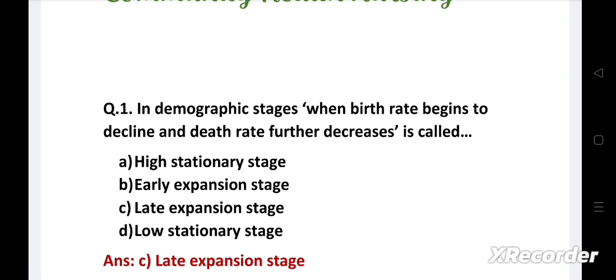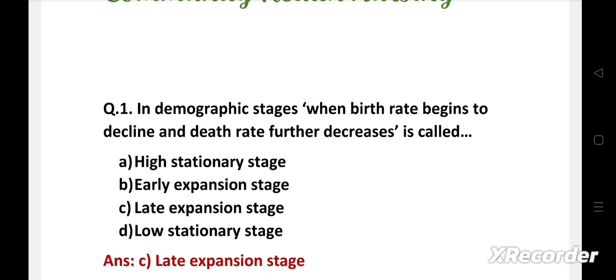First stage, also known as high stationary stage. In this, birth rate is high and death rate is also high. That will cancel each other and the population remains stationary. Second stage is also known as early expansion stage. In this stage, death rate begins to decline and birth rate remains the same.